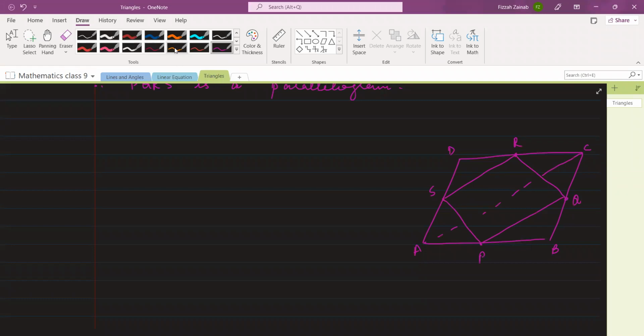Now what we have to do is some writing. Now we prove PQRS is a rectangle. So parallelogram can be anything. It can be a square, it can be a rectangle, it can be a rhombus. So now we have to show that this parallelogram is a rectangle, right?